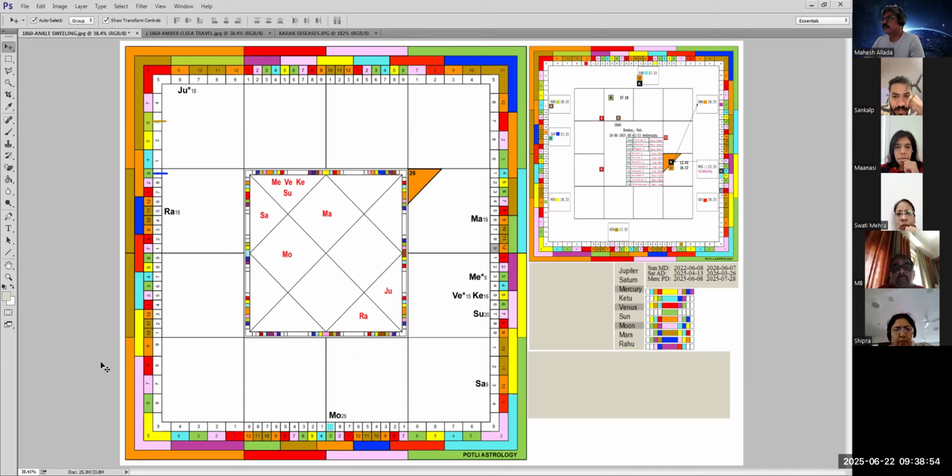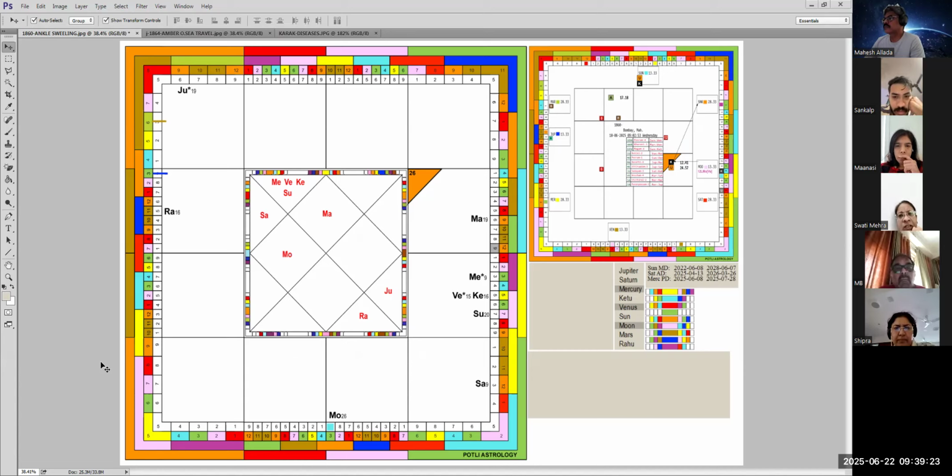What do you think? Moon is debilitated over here. No, Moon is not debilitated. Moon is in the 7th Rashi, the 8th Rashi becomes debilitated. No, of course, Rahu is in the 8th house. Hmm. Okay.